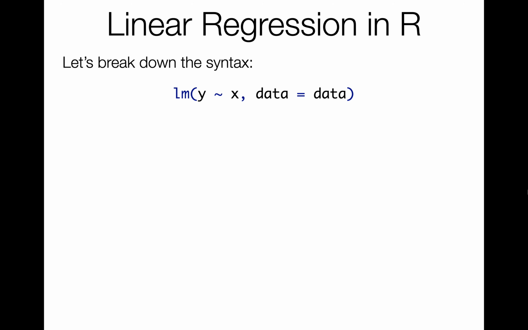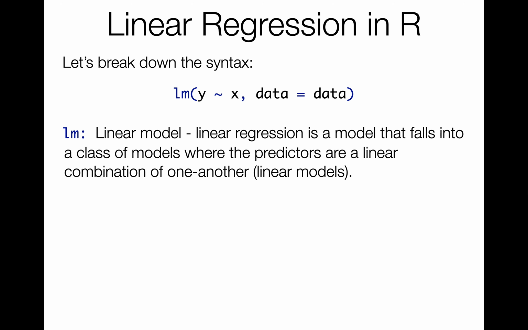So let's break down the syntax because it is a little confusing. So there it is again. The LM function stands for linear model, and you might be a little confused and say, well, I thought we were doing linear regression. What is a linear model? Well, linear regression is a model that falls into a bunch of different models where the predictors are all a linear combination of one another.